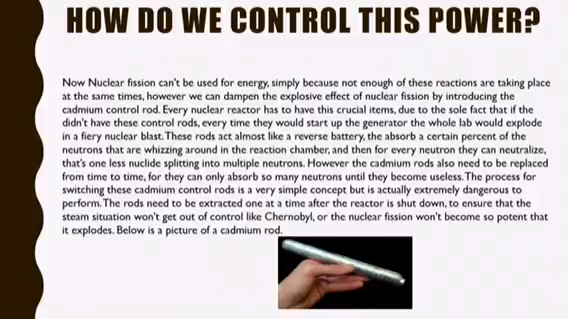The process for switching these cadmium control rods is a very simple concept, but is actually extremely dangerous to perform. The rods need to be extracted one by one, ensuring that the reactor is fully shut down, the steam situation won't get out of control, such as in Chernobyl, and nuclear fission won't become so potent that it explodes. Below is a picture of a cadmium rod.